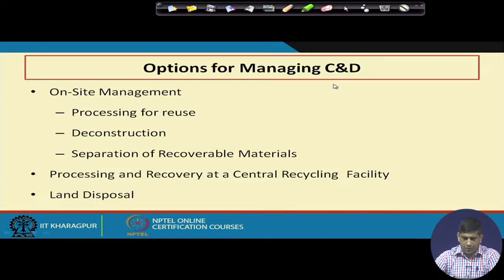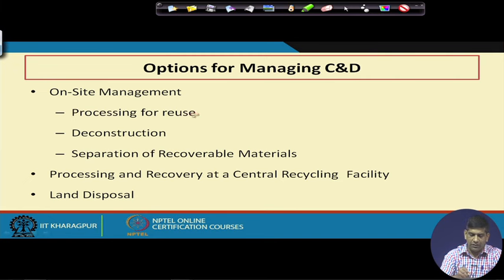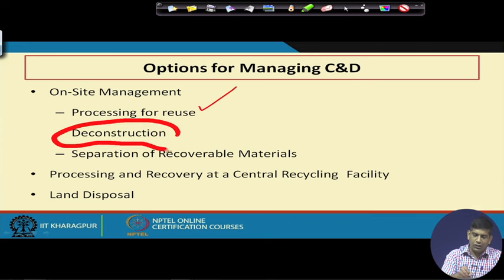Okay. Then options for managing C&D, how we can do it. If we have this construction and demolition material, one of the options is you do it on site, where you process it for its reuse. So you do it on site or you do a deconstruction. Deconstruction is a new word which is not used that much. Deconstruction is basically you're not really doing a demolition. So you have an old house, and you have to get that house down and build a new house on top of that. So if possible, the concept nowadays is let's deconstruct that house. Deconstruct means you take one part at a time.